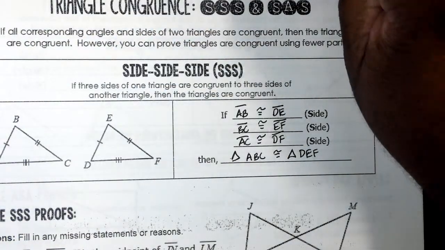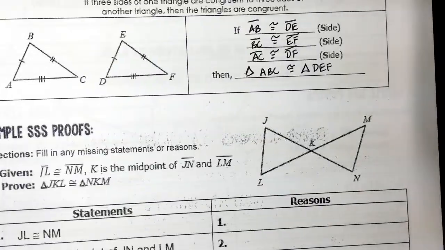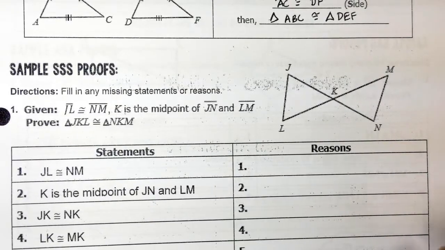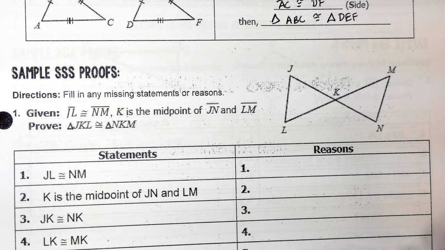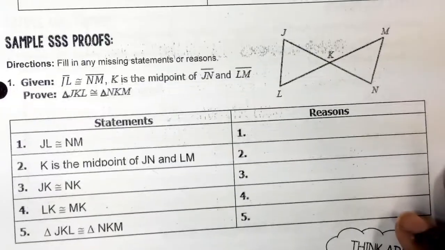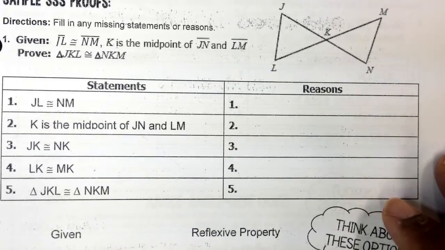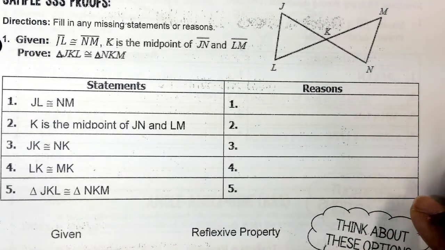Alright, so in this first proof, it's a sample SSS proof, side proof. It says fill in any missing statements or reasons. The key thing on the proof is what they start you out with, which is called given information. They always give you something. They'll either give it to you in writing, or they'll actually mark it on the figure. If you look at this figure over here to the right, these two triangles connected in the middle by vertical angles, they didn't mark any sides or angles congruent on there. So we'll have to do all that for ourselves.